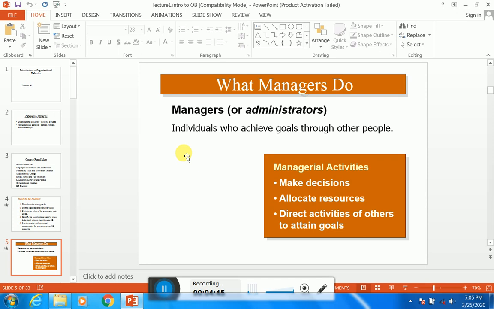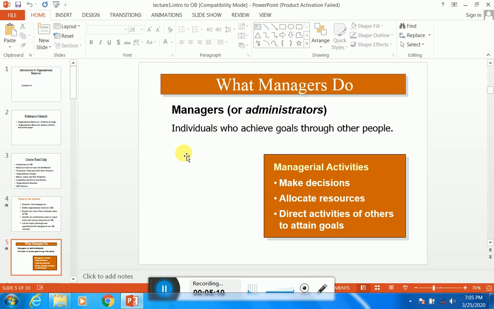What managers do. First, what basically is a manager? Who is a manager? Sometimes a manager is known as an administrator. Simply stated, who is a manager? Individuals who achieve goals through other people. Managers are the people who get things done through other people.